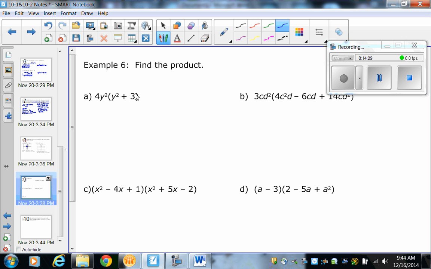Example 6 says to find the product, which means multiply. So in part A, we have a monomial times a binomial, so we're just going to distribute here. So 4y squared times y squared gives me 4y to the fourth. Remember, you add exponents when you multiply. And 4y squared times 3 gives me 12y squared.